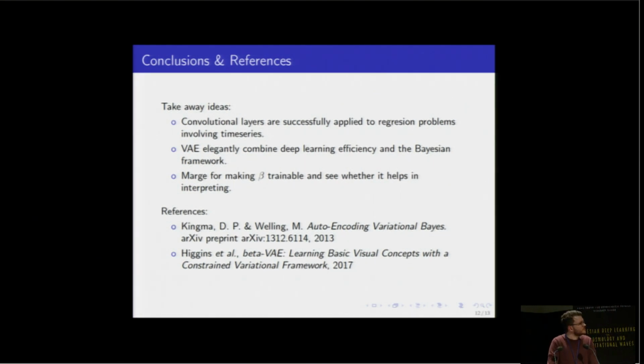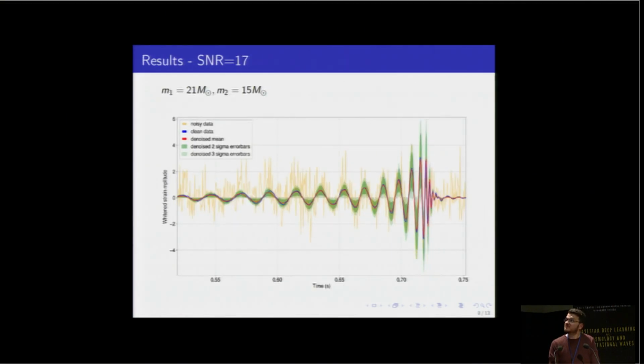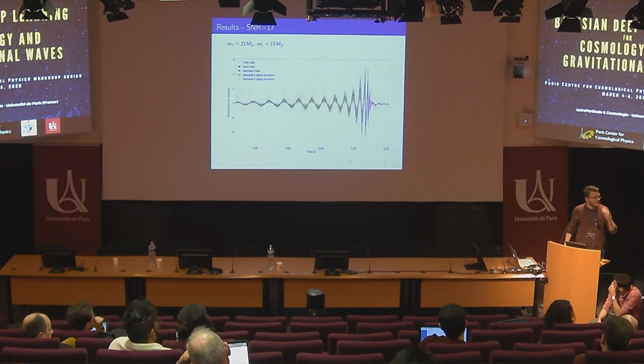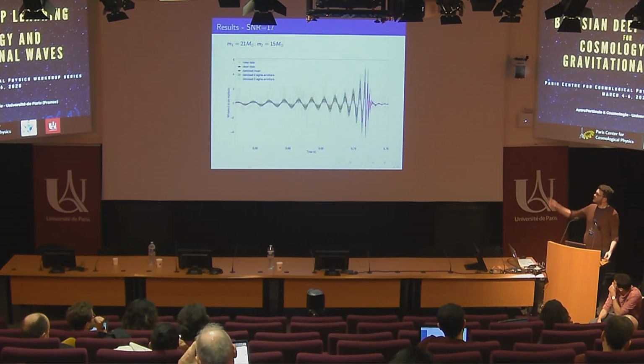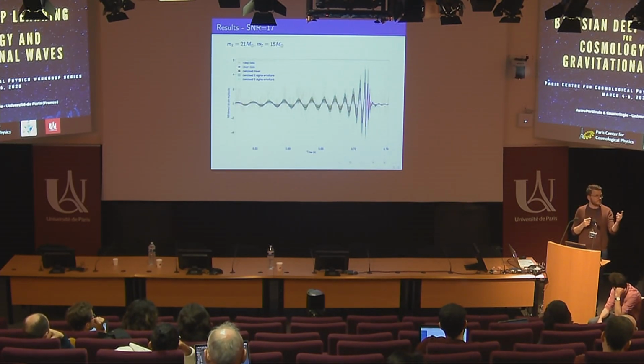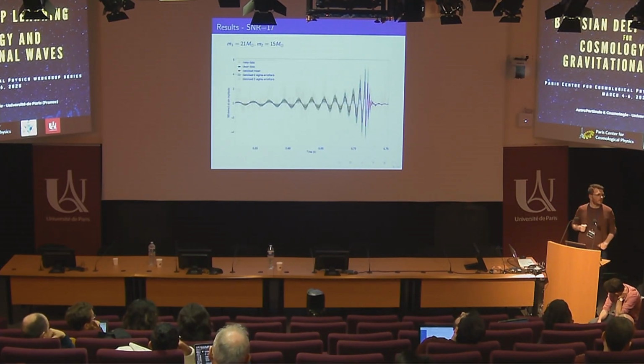On the error bars that you're showing, is it just the sigma at the output of the model, or is it sampled from your latent space posterior? No, it's just the output. It means to compute these green regions, I've been passing to the VAE n times the same corrupted signal, and I have n different realizations of the output. Okay, thank you.